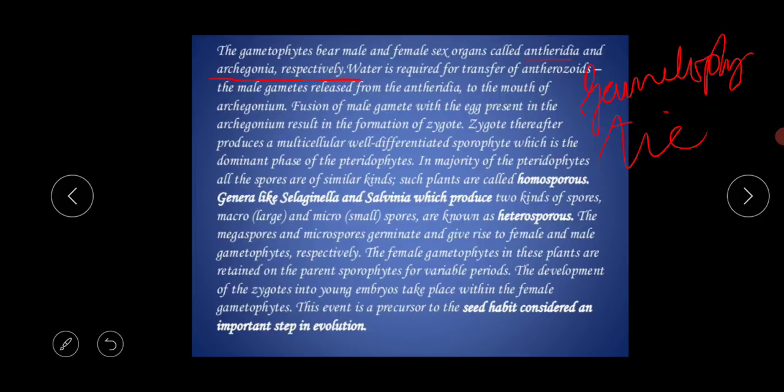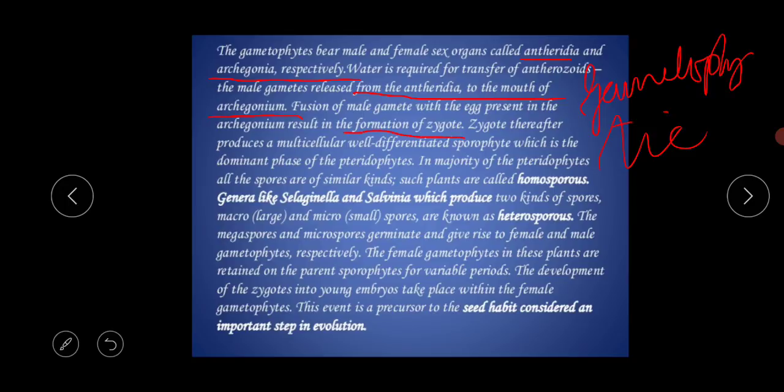Here the same thing happens: these gametophytes bear male and female sex organs called the antheridia and archegonia respectively. Water is required for transfer of antherozoites, the male gametes released from the antheridia to the mouth of the archegonium. Fusion of the male gamete with the egg present in the archegonium results in the formation of the zygote.